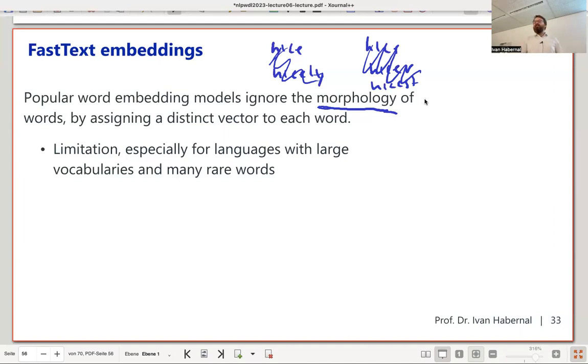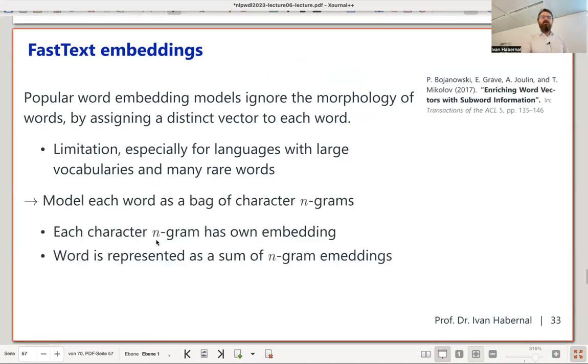Anyway, exactly. So if you want to work with more morphological languages, you have rare words and stuff like that, so you are going to go into subword units. So what do people do? Piotr Bojanowski, Edouard Grave, and Tomas Mikolov, in their paper, introduced the fastText embeddings. They model each word as a bag of character n-grams, and for each character n-gram, there is its own embedding. You represent the word as a sum of n-gram embeddings. I'll show you an example on the next slide.